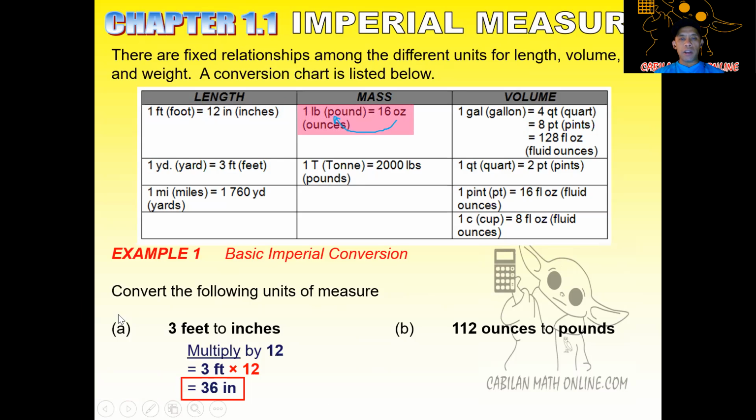What we're going to do here is take this 112 and divide it by 16. The reason for that is because we're going from ounces to pounds, so we're going backwards here. So when we take the 112 divided by 16, that's going to give us 7 pounds. Again, you just have to take a look at the conversion, see whether you're multiplying or dividing, and then do the step from there. Let's take a look at another one here.